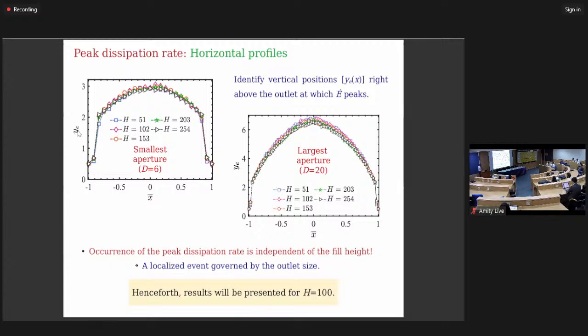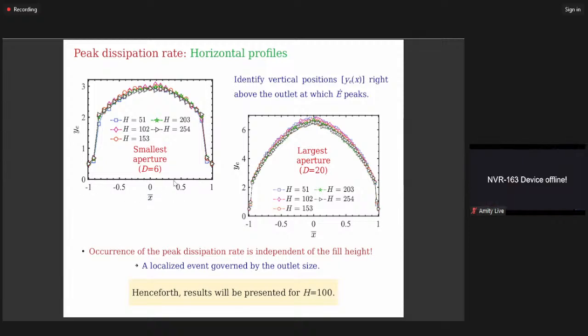Here y corresponds to the location where energy dissipation takes a maximum value, and we plot it across the outlet, from -1 to 1. -1 corresponds to the left edge of the outlet, and 1 corresponds to the right edge, but that's the central region that it encapsulates. We do it for the smallest and the largest aperture, and we see that whatever the fill height of grains, energy dissipates largely at the same location, irrespective of the fill height. So for that, we present results for a height equal to 100 particle diameters.